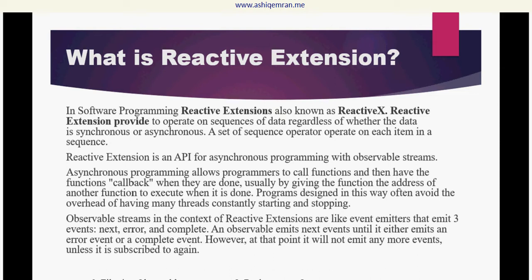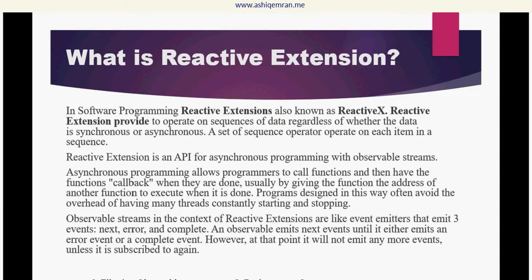Reactive extension is an API for asynchronous programming with observable streams. Asynchronous programming allows programmers to call a function and then have the function call back when it is done, usually by giving the function the address of another function to execute when it is done. Programs designed in this way often avoid the overhead of having many threads constantly starting and stopping.